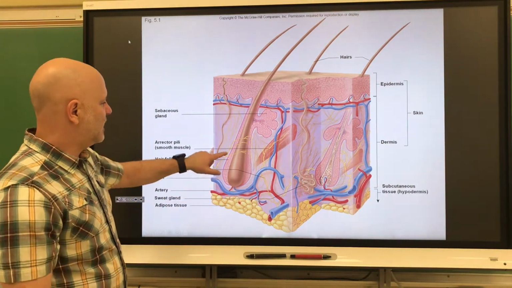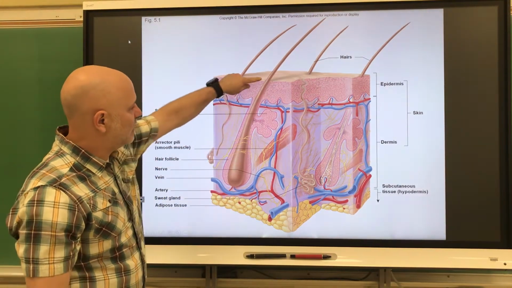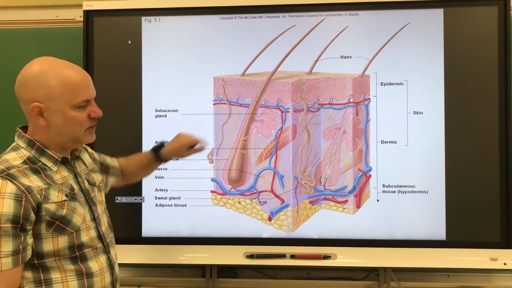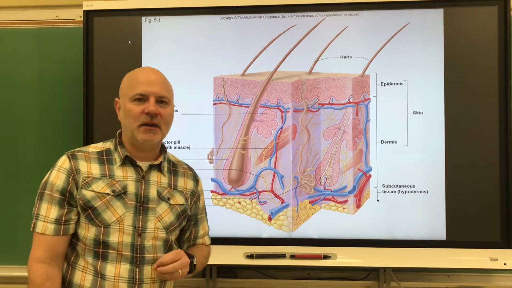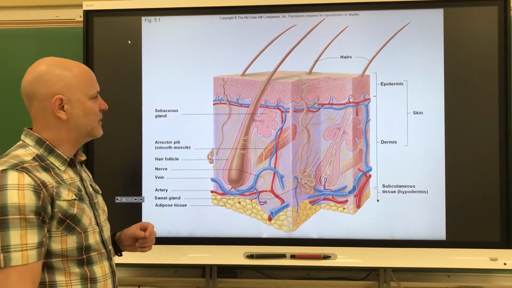So hair is in a hair follicle. So this is the hair itself. The follicle is the tissue around the hair. So this is a tube-like depression in the skin in which the hair develops.